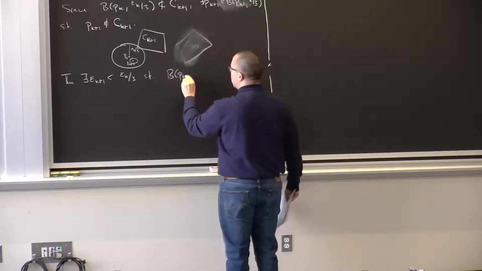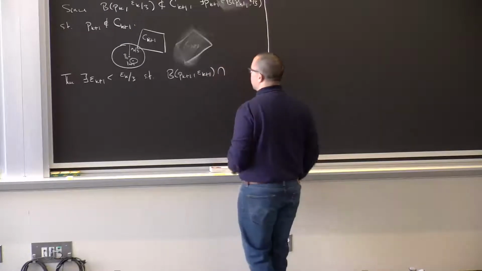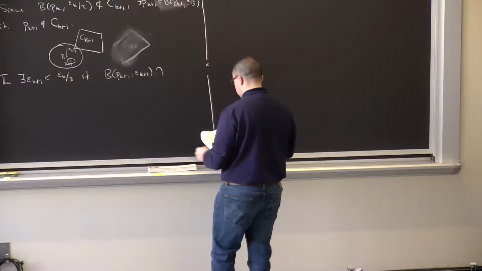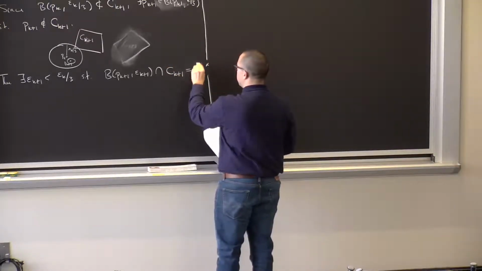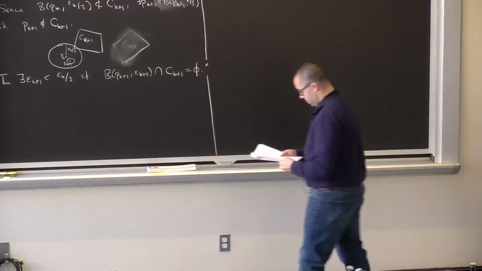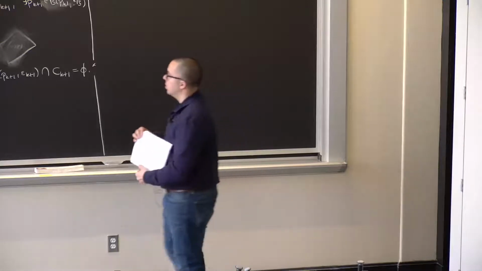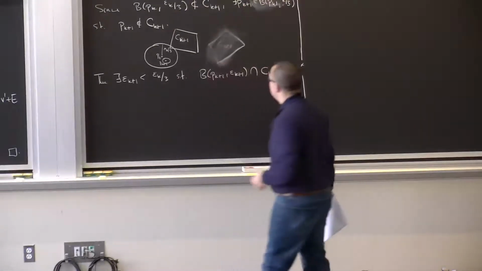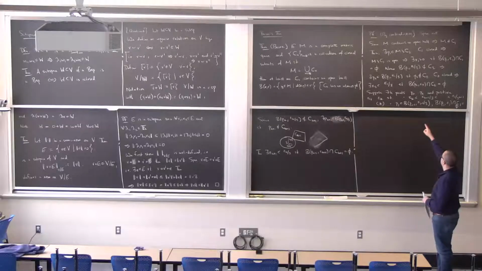Ball intersect C_k equals the empty set. Okay, so then given k points, I can then choose a (k+1)st point satisfying these two bullet points here. All right?